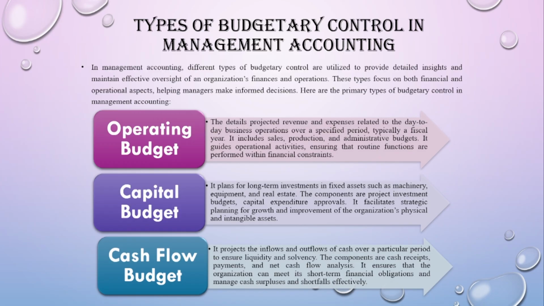Third type of budgetary control in management accounting is the cash flow budget. What is a cash flow budget? It projects the inflow and outflow of cash over a particular period to ensure liquidity and solvency. The components are cash receipts, payments, and net cash flow analysis. It ensures that the organization can meet its short-term financial obligations and manage cash surpluses and shortfalls effectively.